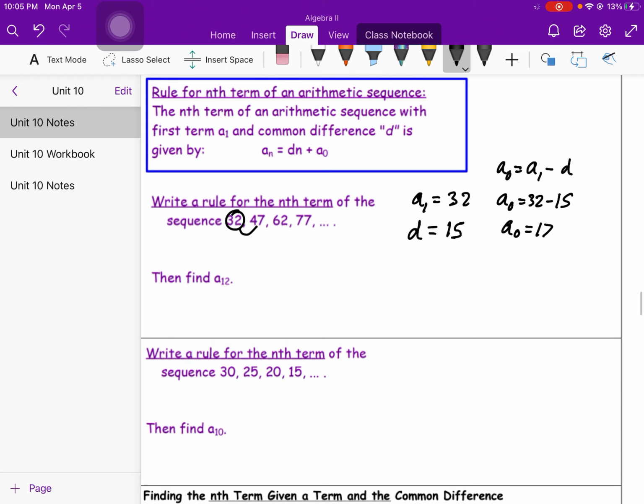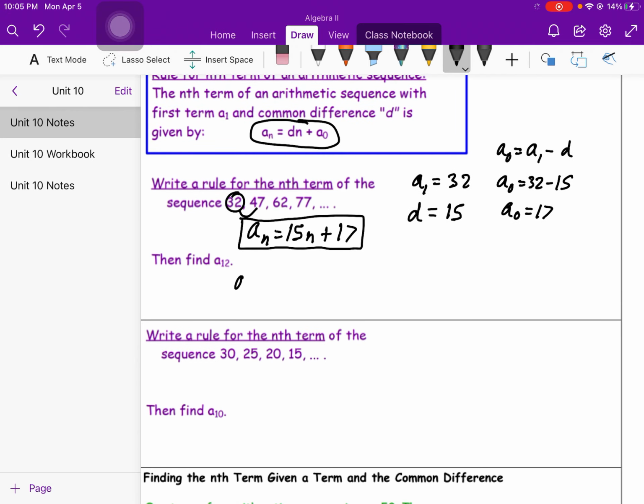Pretty easy to find. So then the general rule, if we fill in this part right here, is a of n equals 15n plus 17. That's our general rule. And then when we find a of 12, it's the same as when we did geometric sequences. It's 15 times 12 plus 17. And that is going to give us 197.